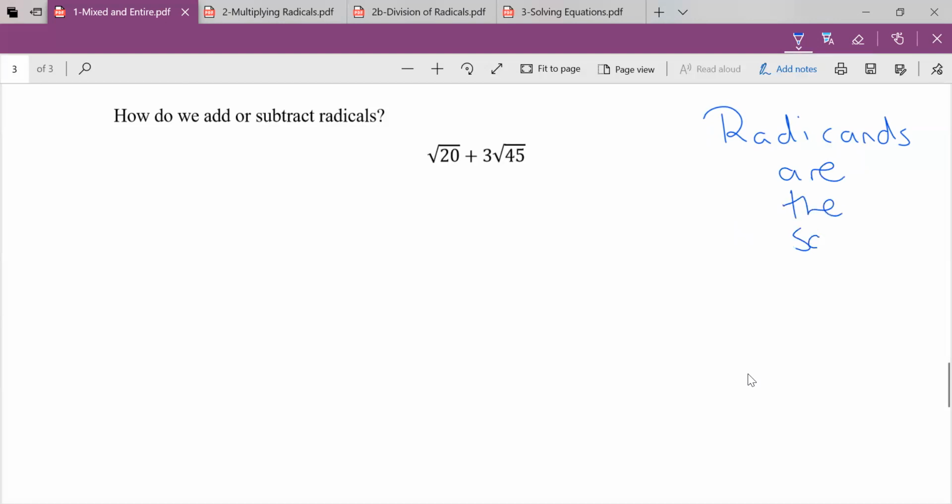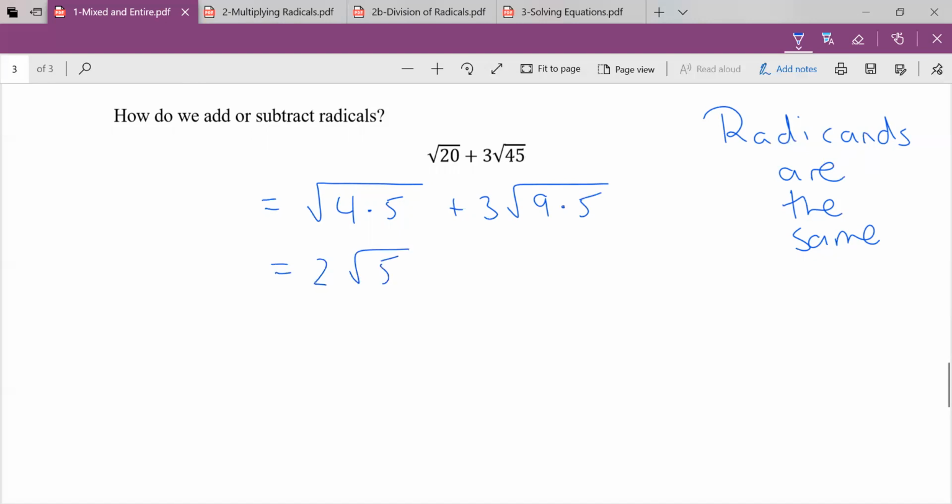So I look at this first question and I say, nuts, I can't add it. I've got a radicand of 20 and a radicand of 45. I can't add it yet. So what we'll do is we'll simplify this. So we'll look for our perfect squares that go into 20, 4 and 5. I look for my largest perfect square that goes into 45, 9 and 5. Square root of 4 is 2.